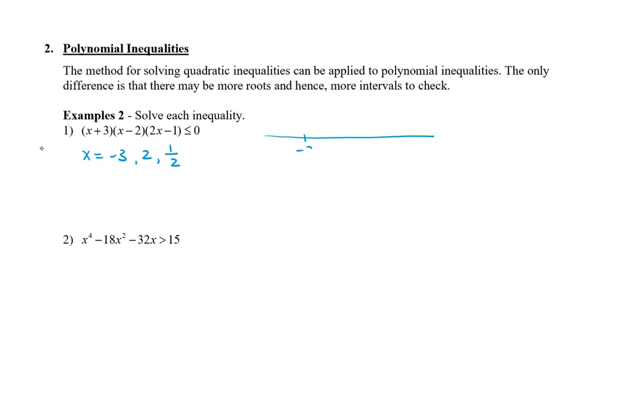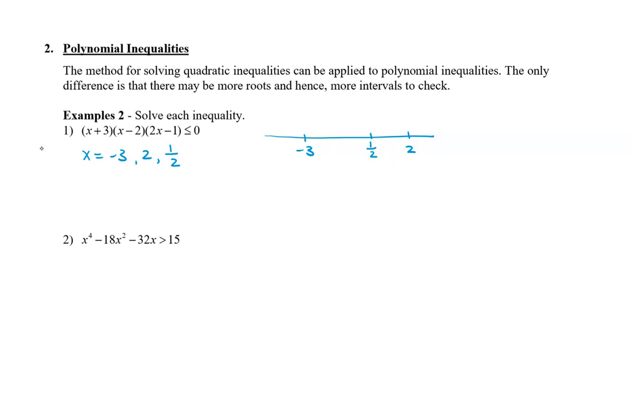So we can plot these on the number line: -3, then 1/2, and then 2. Now, one way that you can think of it is you can actually plug in all the numbers. So a number less than -3, probably 0, and then 1, and then 3. However, we do know this is a cubic equation. It has 3 x's, and the leading coefficient is positive.